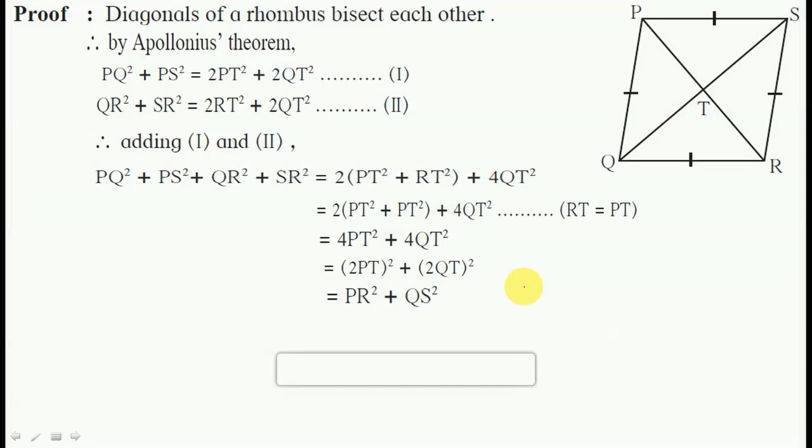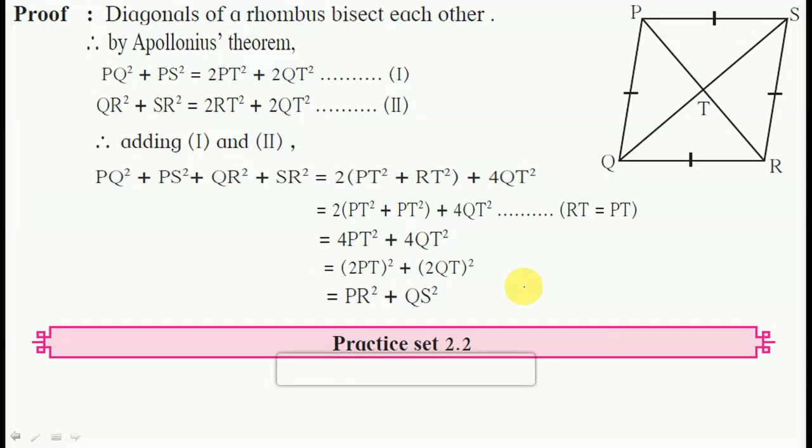Okay guys, what we had to prove here is that PQ square plus PS square plus QR square plus SR square equals PR square plus QS square. So we have proved it.